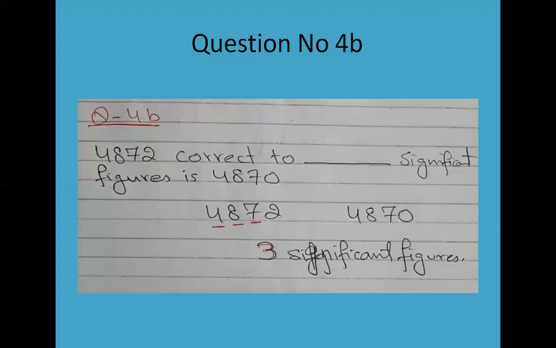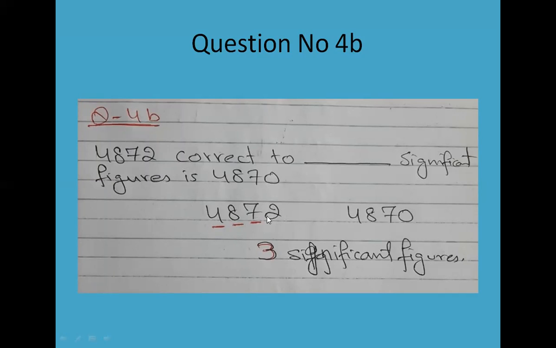Okay, the next statement which we need to complete is 4,872. Correct to dash significant figures is 4,870. Okay, so if you look at this, he rounded 4,872 off to 4,870. So he kept these first 3 significant figures. So how many significant figures are there? There are 3 significant figures. Okay, so that's why he kept these first 3 significant figures.